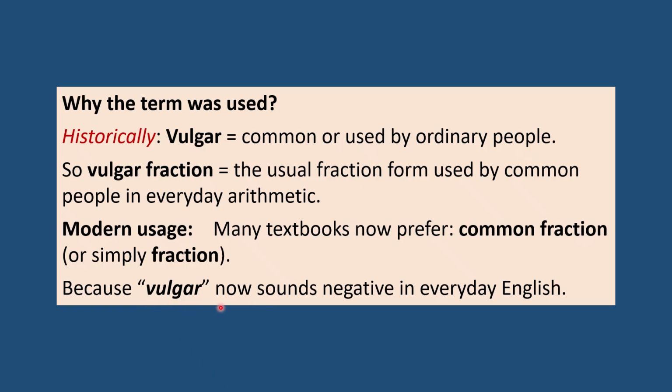All the older arithmetic books, you'll find this word. But in many modern textbooks, they avoid vulgar and use common fractions because vulgar has a negative meaning. But originally, in Old English, vulgar did not have a negative meaning. It meant common or used by ordinary people. That's why they use the word vulgar in vulgar fractions. But now it is usually not used because it has a negative connotation in modern English.